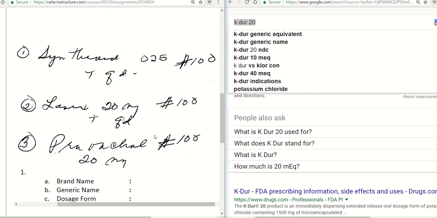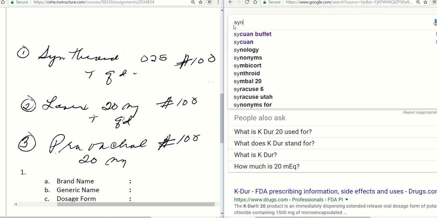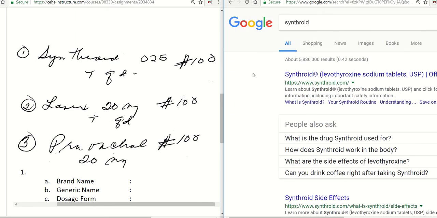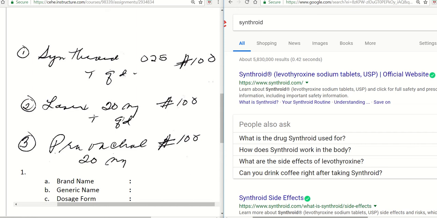So let's type in the first one. SYN, what's that? SYN Synthroid, there it is, Synthroid. So usually straight in the search box or the description you'll find it. Don't need the salt, just give me the base drug. So for Synthroid, the generic is levothyroxine. So brand Synthroid, generic levothyroxine. Dosage form, these are just regular tablets. So it doesn't look like anything is ER or XL or controlled release. So just regular tablets. Down here it says tablets too.